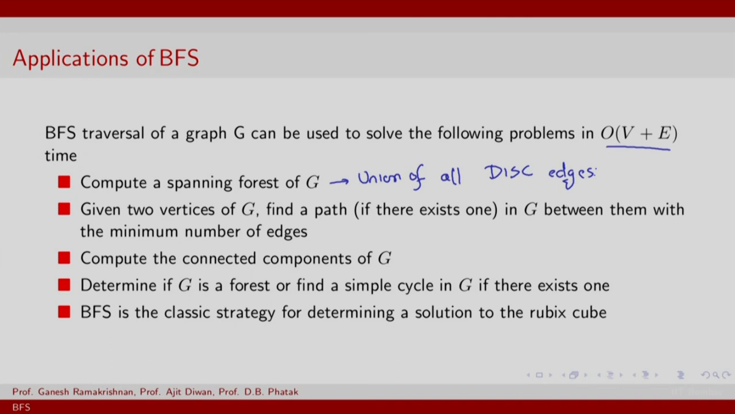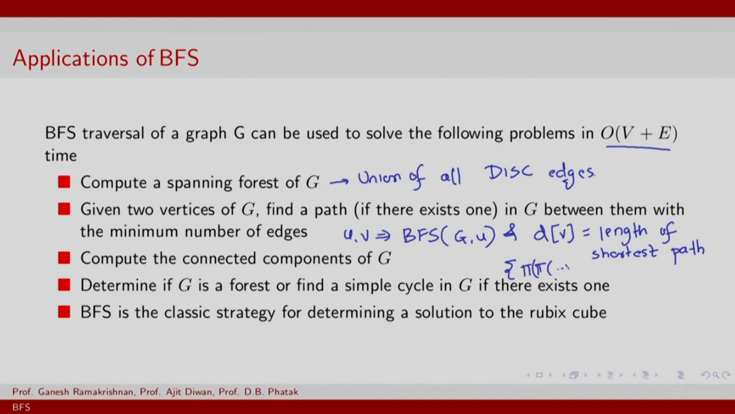Given two vertices of G, find a path, if there exists one in G between them, with the minimum number of edges. This basically means if you are looking at the two vertices U and V, then you just need to call BFS on G rooted at U, and dV is the length of that shortest path. And the cascade of pi of V, pi of pi of V, and then V is exactly the shortest path.